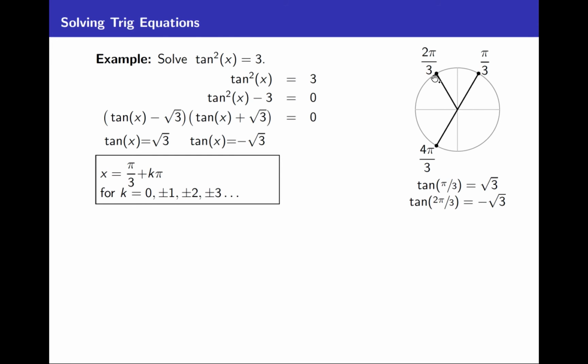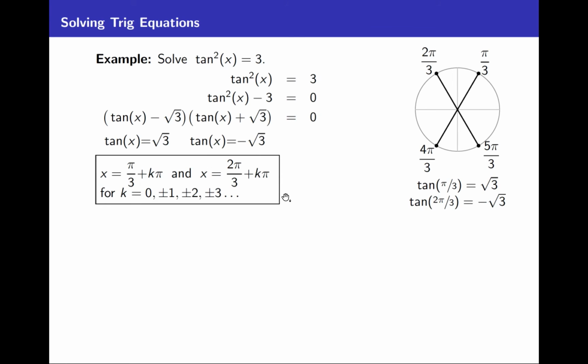And you could also add a multiple of pi to that to get to 5 pi over 3, or just keep adding multiples of pi to 2 pi over 3, and you'll bounce back and forth between these 2 points. Wherever you are here or here, tangent of that is going to be negative square root of 3. So to summarize that, we also get x equals 2 pi over 3 plus k pi, this point plus k times pi, for any integer k.